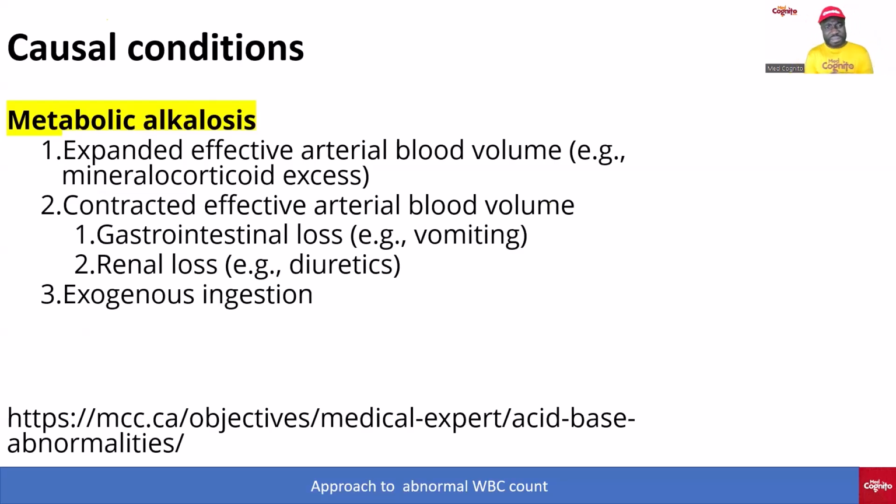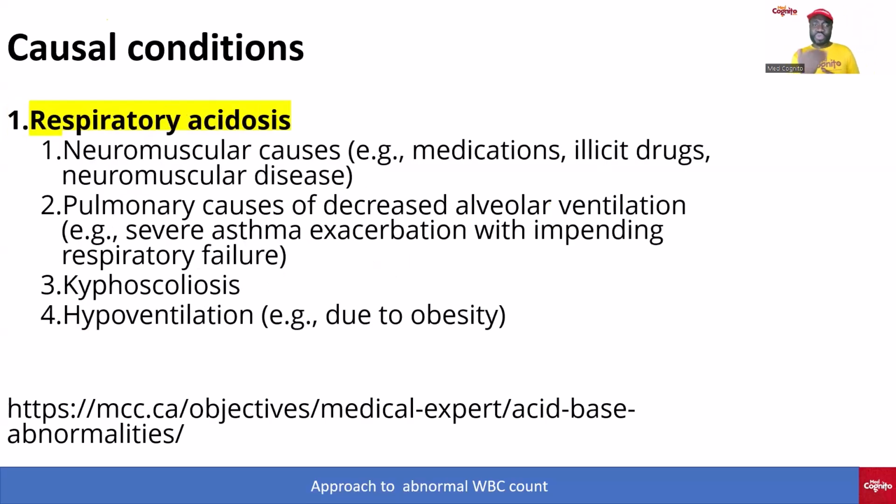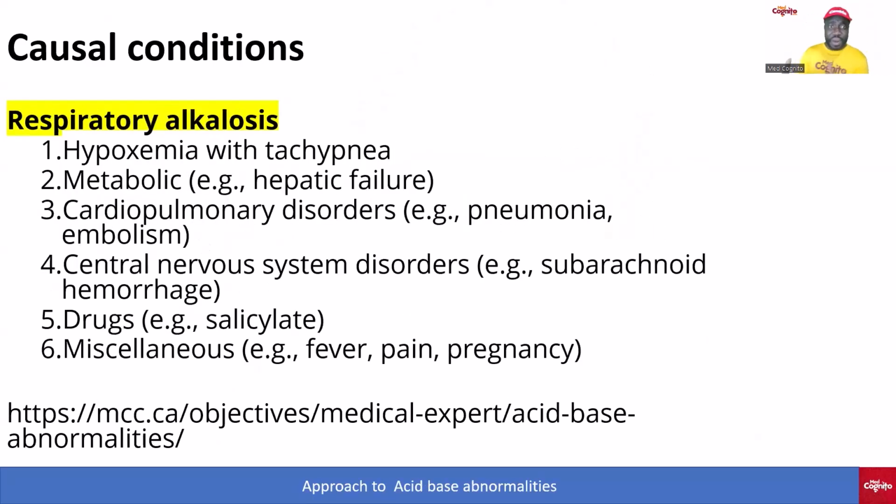Metabolic alkalosis, basically, what are the causes? Patients who take excessive mineralocorticoids, okay? Patients who have been vomiting, because usually in the stomach you have hydrochloric acid, right? So if you vomit, the acid can go away and then you can develop an alkalotic state. And then exogenous ingestion. And then we go to respiratory acidosis, cases like subarachnoid hemorrhage, drugs like salicylates or aspirin, miscellaneous causes like fever, pain, pregnancy. Okay, so for these causes, you can just write them down.